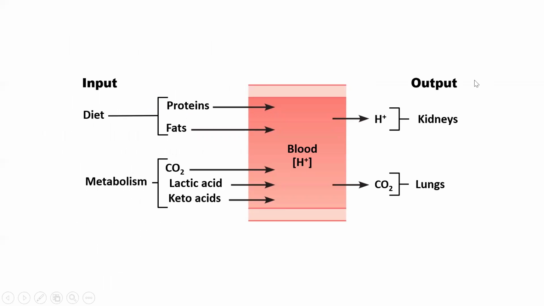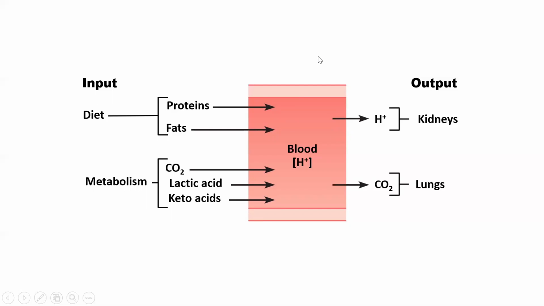So let's talk about the sources of input and output for our hydrogen ions. Hydrogen comes in through our proteins and through fats. It's also part of the metabolic byproducts of some of our tissues. For example, in muscle, if we're breaking down glucose, lactic acid is produced. Keto acids are produced depending on the source of that energy. Carbon dioxide is produced as a byproduct of cellular respiration, excuse me. And so all of these are sources of hydrogen ions into our blood.